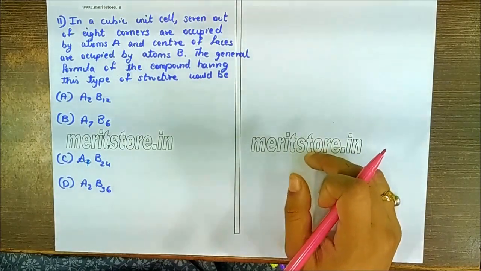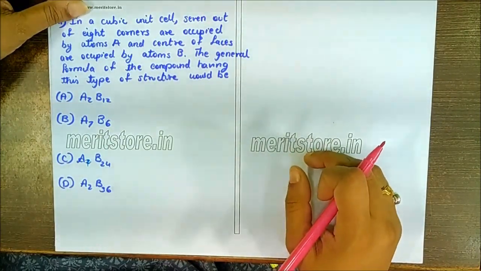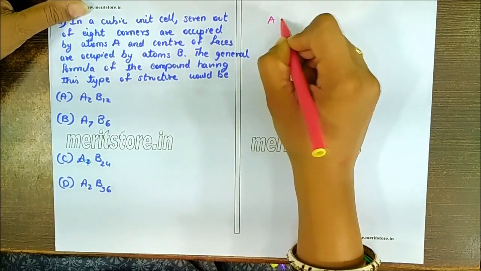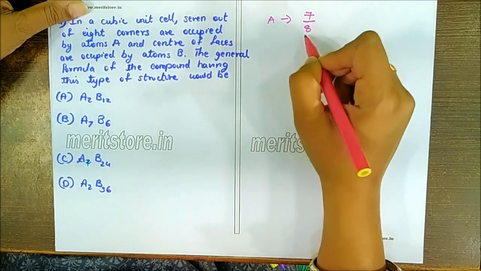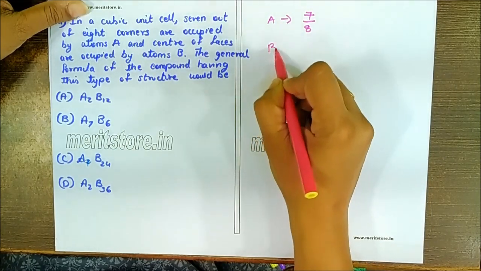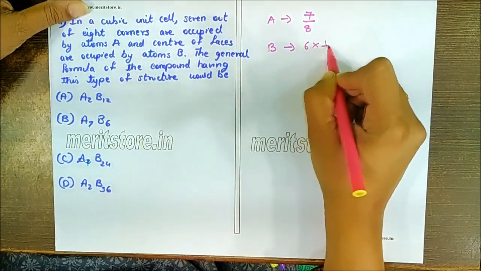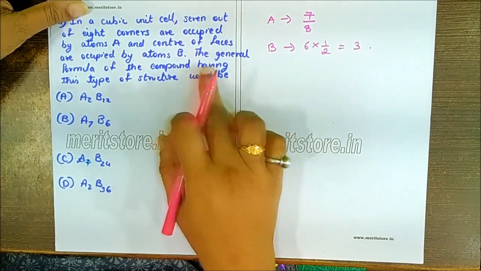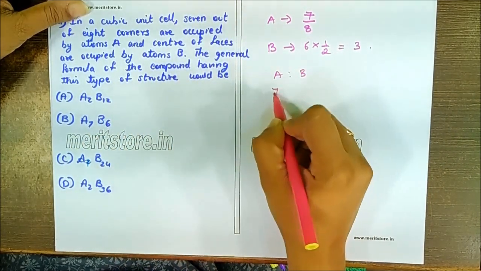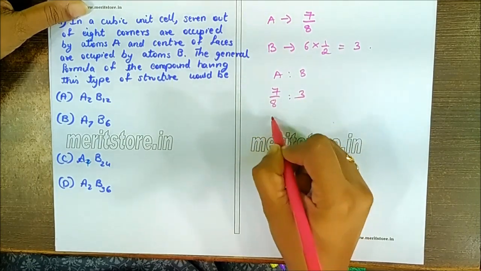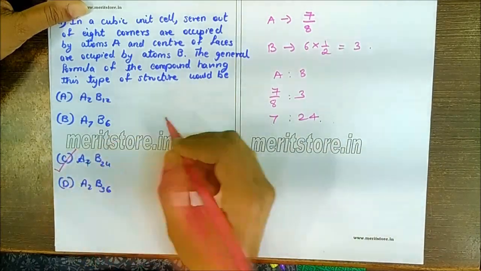Question number 11. In the cubic cell, 7 out of the 8 corners are occupied by atom A. So 7 corners are occupied, and out of each, 1/8th will come in the unit cell. B occupies the centers of the faces, so 6 into half equals 3. We need to find the general formula of the compound. So A to B is 7/8 to 3, so 7 to 24. So A7B24. So the answer is C.